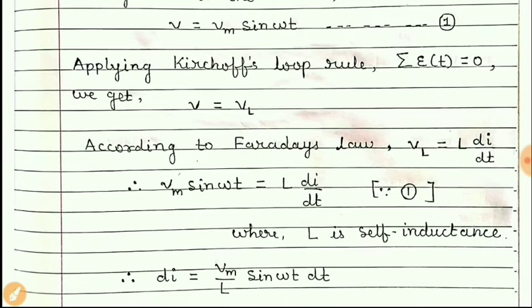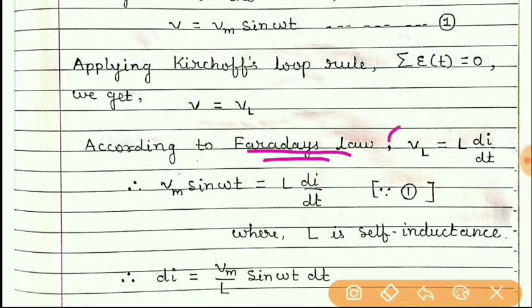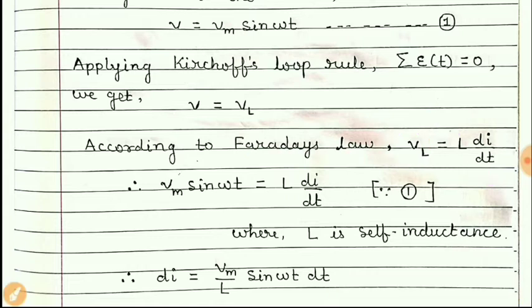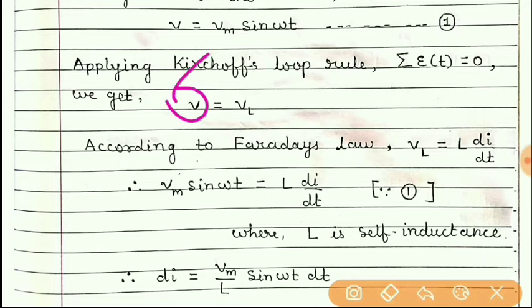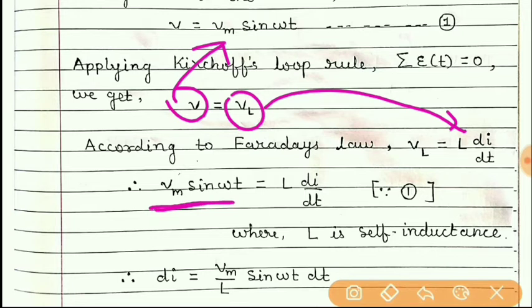Now in chapter 6, according to Faraday law, potential across the inductor is given by L di by dt, where L is a self inductance. So if we compare these two equations, you can see here we will keep Vm sin omega t, and in place of VL we will put this. So Vm sin omega t is equal to L di by dt.